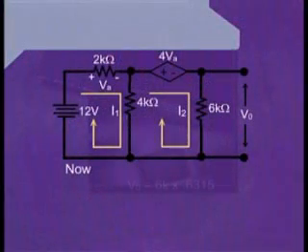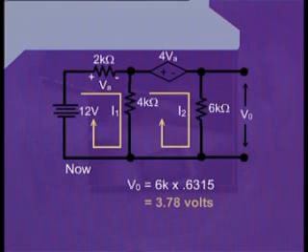We write V0 is equal to 6k into 0.6315. Therefore, we can have V0 is equal to 3.78 volts. Dear students, you must have noticed that when we were calculating the value for V0, we didn't apply the negative sign for the current I2.